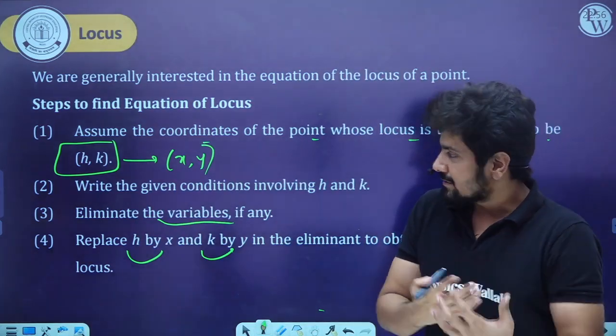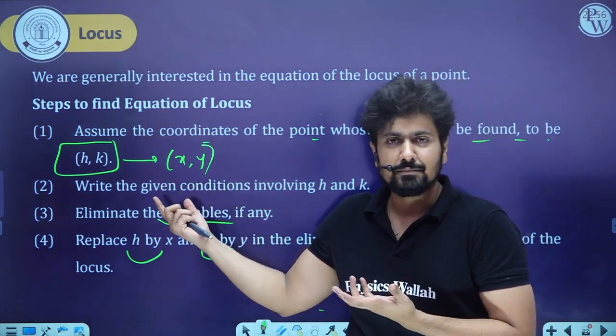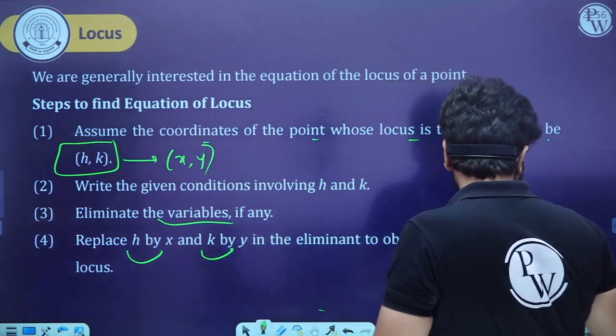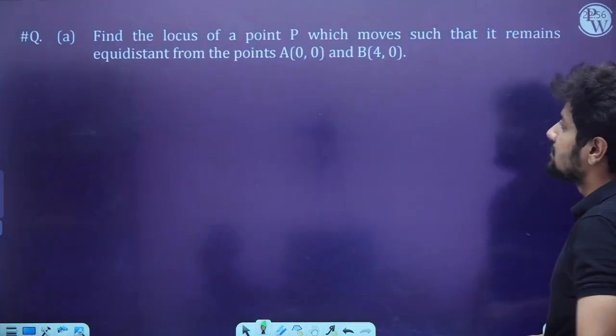So from the start also, we could have considered the coordinate to be X, Y. That also works. If from the start we consider the coordinate to be X, Y. But just to avoid the confusion, right?